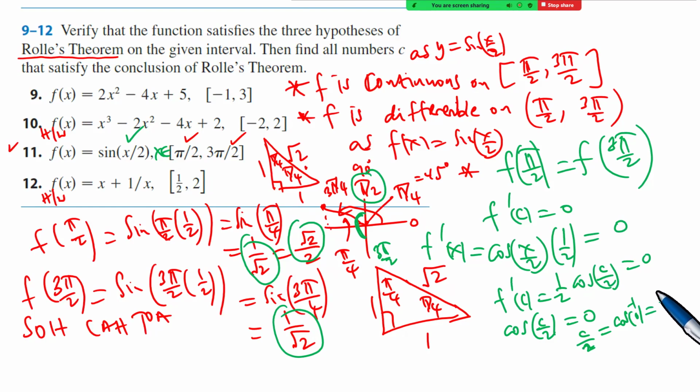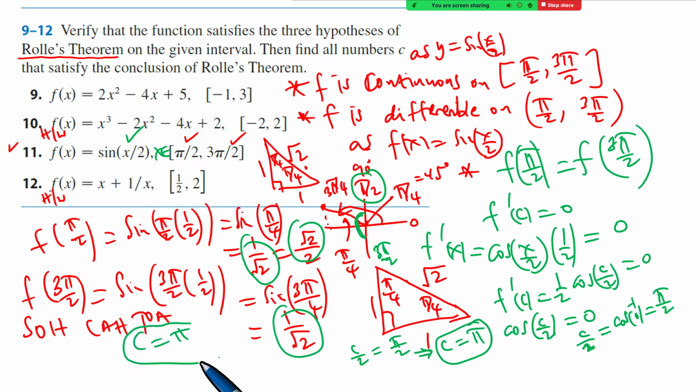Zero, and arc that is pi over 2. All right, so which means c is pi. C equals pi. So now we have c equals pi. Now, is pi there? Yes. 0, pi over 2, 3 pi over 2. Pi sits here. Between pi over 2 and 3 pi over 2, there's a pi there.